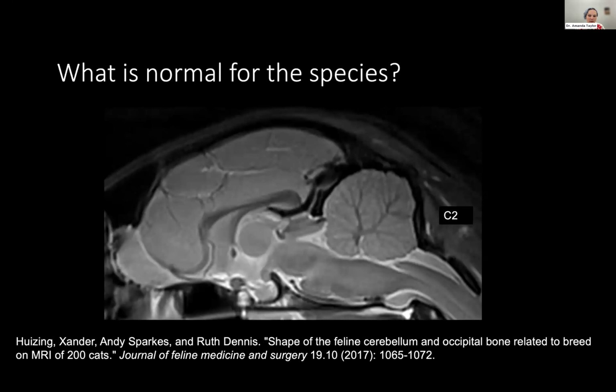This is just an example of a cat that was not included in this study, but one that I imaged at 7 Tesla who does have that C2 abnormality here as a normal finding, or flattening of the caudal aspect of the cerebellum.